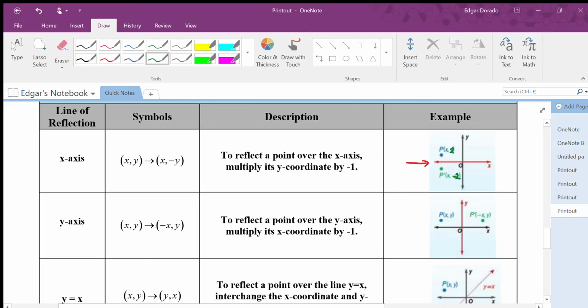Alright, so that's going to bring my new image down actually. So notice how it's going from P to P prime. It started up top, but now it's reflecting over the x-axis, so now it's actually going to come down.